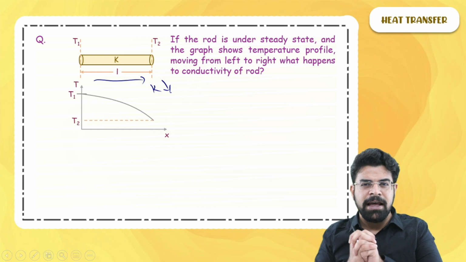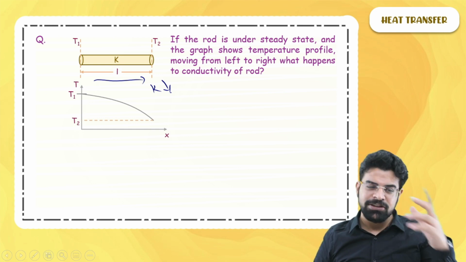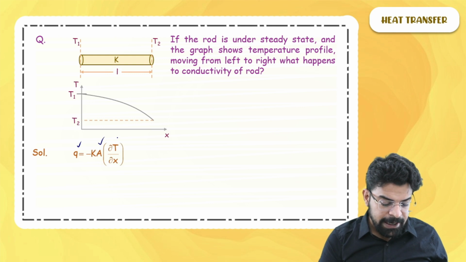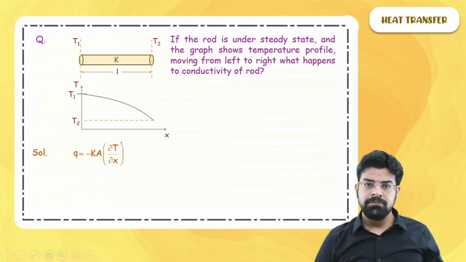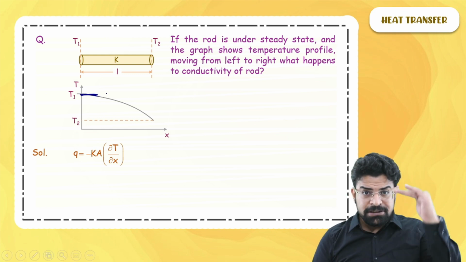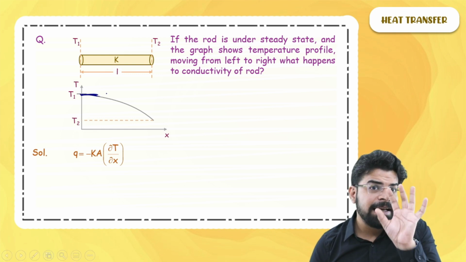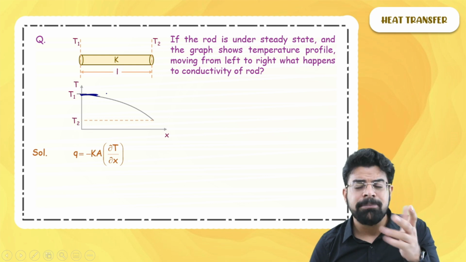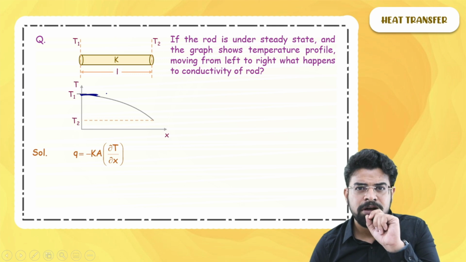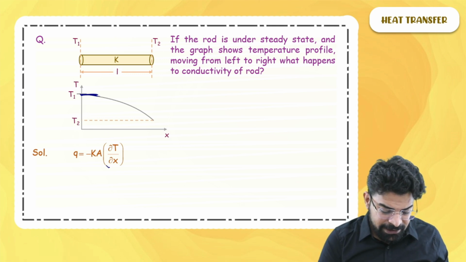Sir, I did not like this solution. Then there is another solution. We will use mathematics. So we know that Q equals K A del T by del X. Initially, the temperature does not drop quickly. It is nearly constant. It means that del T by del X is nearly 0. So the temperature gradient is less.